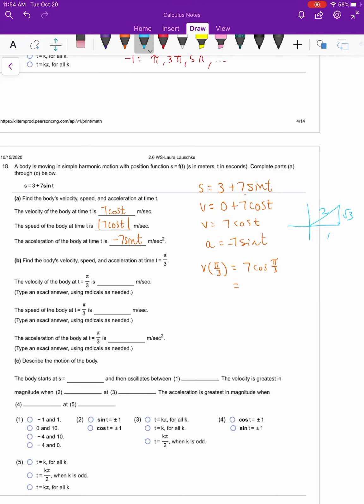So 7 times cosine would be 1/2. So 7/2. The speed would be the absolute value of that, which would again be 7/2. And then the acceleration, so we're finding a of pi over 3, -7 times the sine of pi over 3, -7 times the square root of 3 over 2, -7 root 3 over 2.